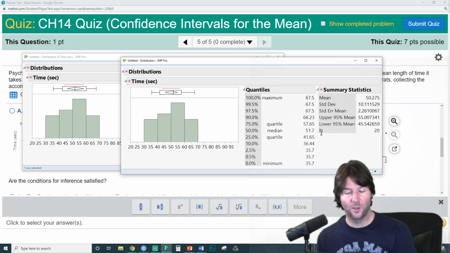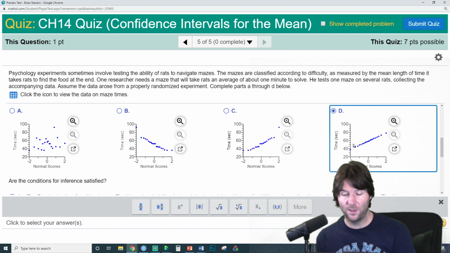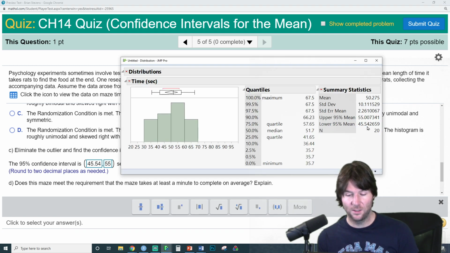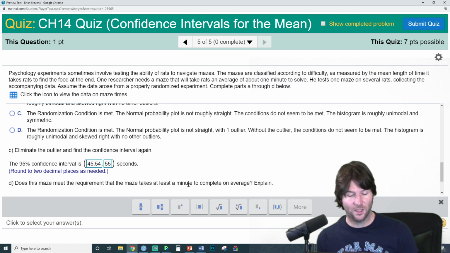So we're going to go over here, the 20 observations, and we can see 45.54 and 55. Now it never hurts, once again, to make sure that you put all your numbers in the right way, because 45.54, 55, just don't get them wrong.